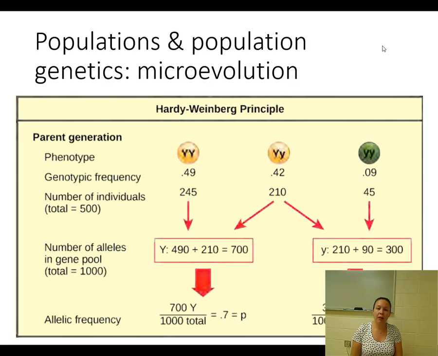And so we can apply alleles and how they're inherited to populations and look at microevolution. So there's a formula called the Hardy-Weinberg principle that looks at different possibilities of alleles and how they change in populations. So here we have an example of garden peas.